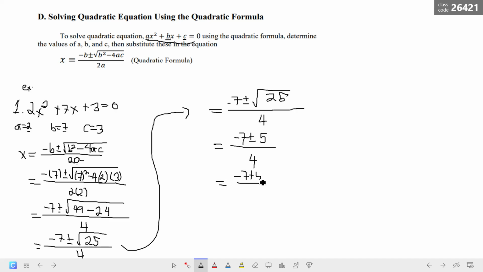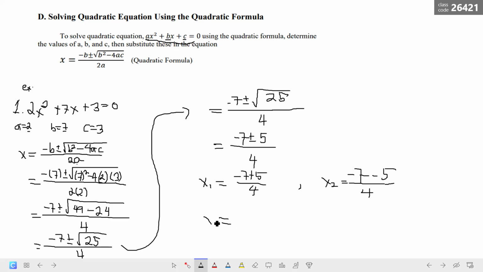Line natin yung plus 5 over 4. This would be your root 1. Other one, yung root 2 natin. So, copy pa rin natin to. Negative 7 minus 5 over 4. Okay, so simplify na natin to, makukuha na natin yung roots.